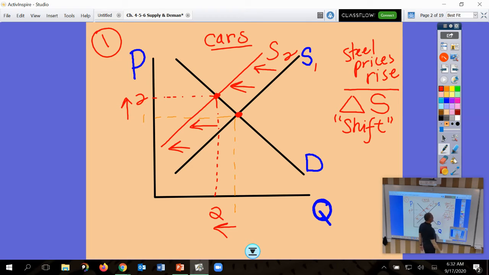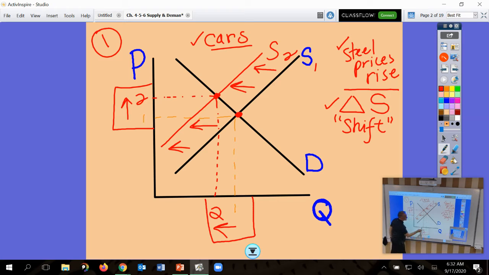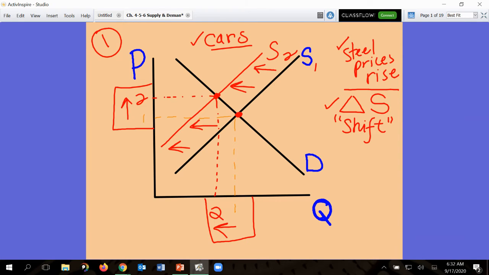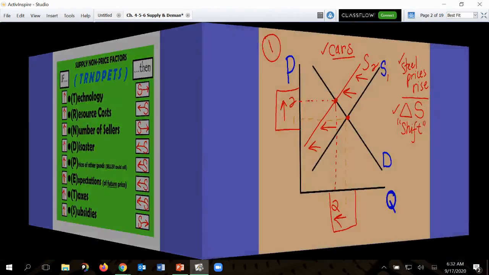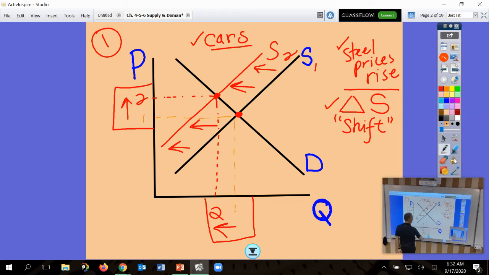I'll show you movement in just a second, but now we have our market, we have our situation, we have the effect on the market, we know what's happening to price, we know what's happening to quantity right down here. Now we just need our reason from TRNDPETS, and you guys know looking back, we were already talking about resource costs, all right? So I want to see somewhere, probably over on the right, you're going to type in resource costs. I'm going to put an R right down here to back up our drawing.